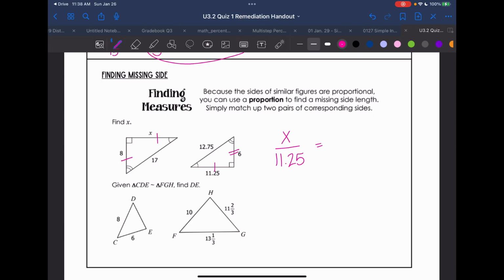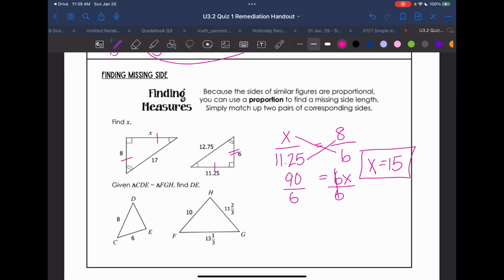So if I put X on top on the left, I have to make sure I'm putting whatever other side length I'm using from this triangle on top of the other one, and then 6. Then I can just solve the proportion. So 8 times 11.25 is 90, and then x times 6 is 6x. Now this is just a one-step equation. So 6 times x, how do I undo that to get x by itself? I can divide. So then 90 divided by 6 is 15. So the missing side length is 15. Okay.